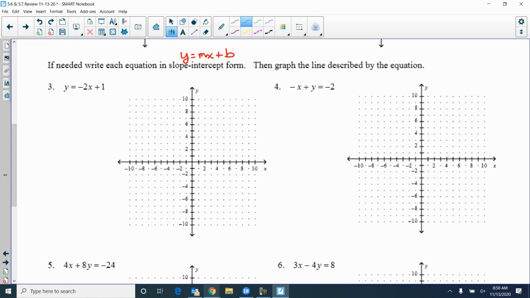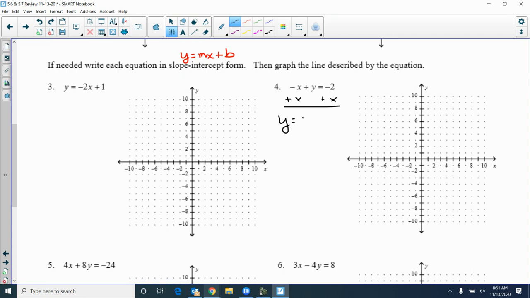What do I have to do to get the y by itself in that case, Jordan? You have to add x to both sides. Good. Add x to both sides. So I'm going to add x, and I get y equals. Now, how do you write that, Jordan? Y is equal to negative 1x minus 2. We're getting the negative 1x. Or no, 1x minus 2.